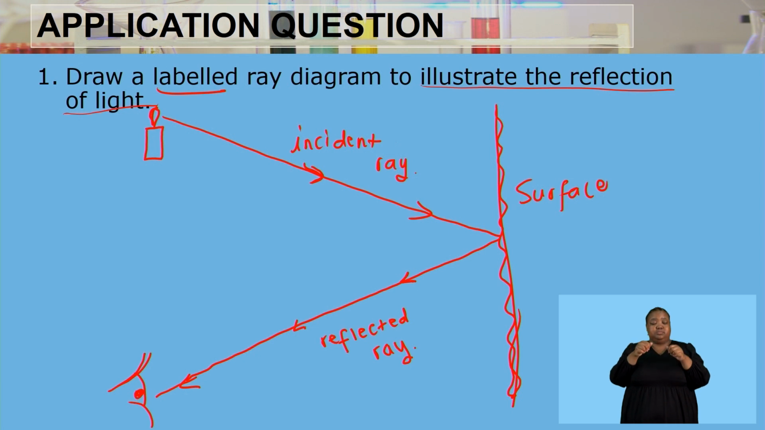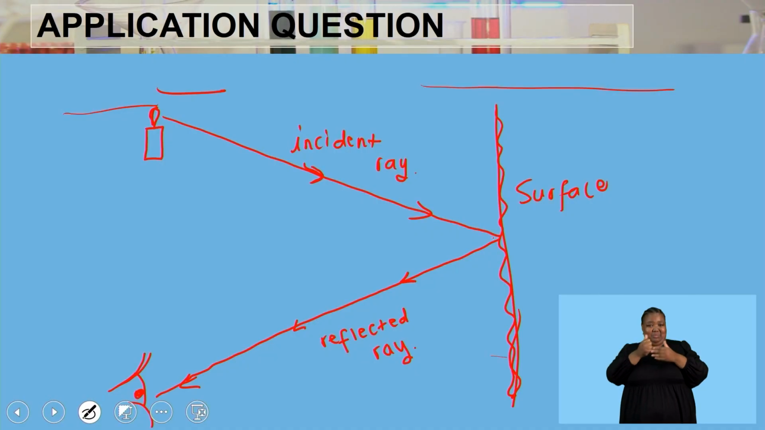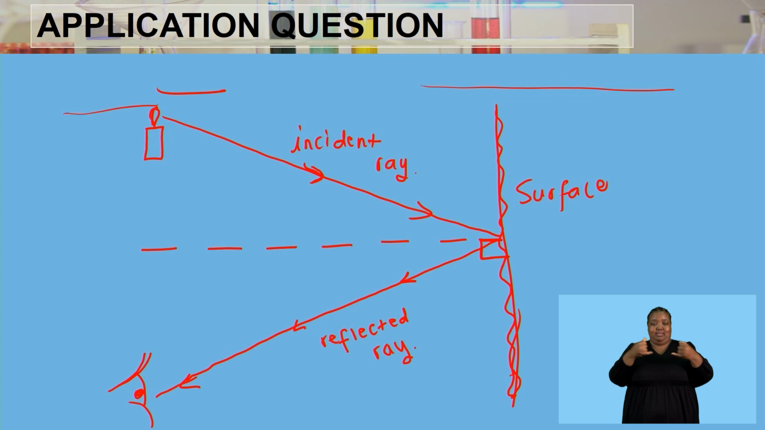Then remember that in between the incident ray and the reflected ray, there needs to be an imaginary line that helps us to measure the two angles that we are also going to talk about on this ray diagram. That line is called your normal. It's drawn using dotted lines, and remember, it makes an angle of 90 degrees with the surface. So this line helps us to measure the two angles. This is our normal line.